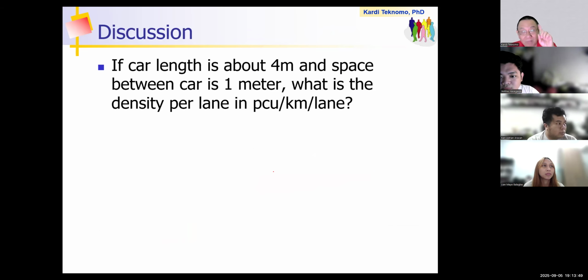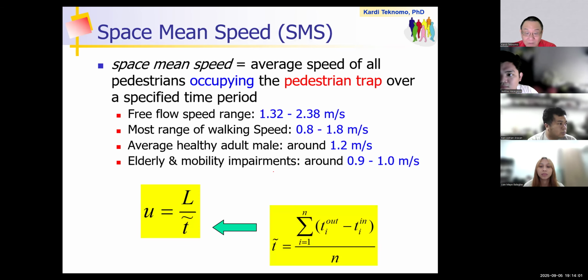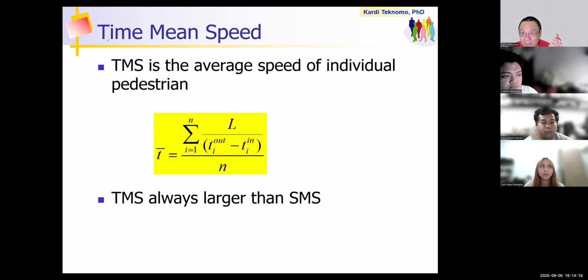Once you have the flow and density, now we deal with speed. Average speed. Now, in traffic flow theory, there are two types of average speed. One is called space mean speed, SMS. The other one is called time mean speed. So, which one do we use?